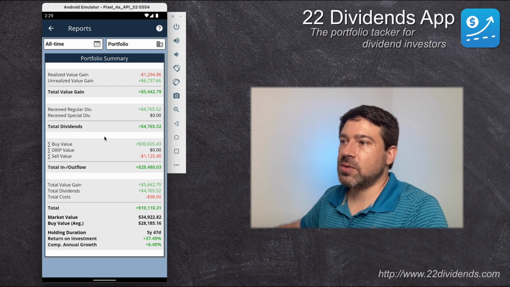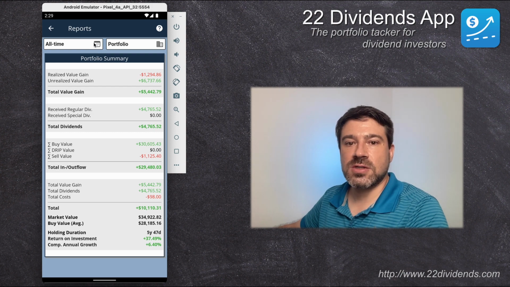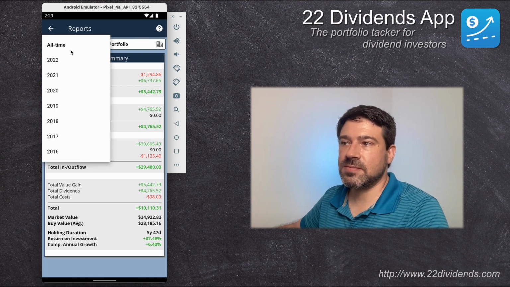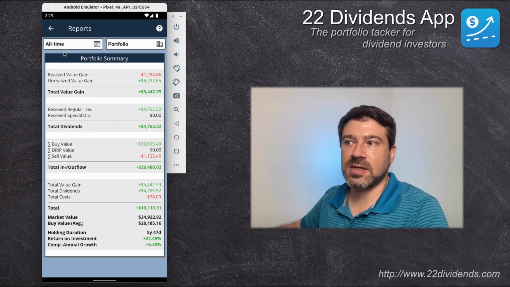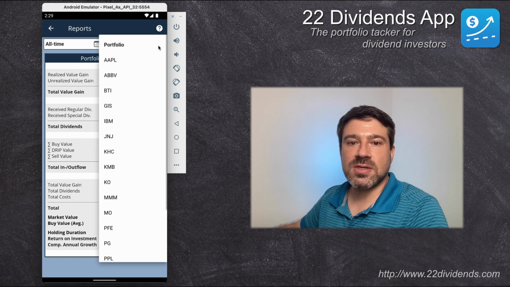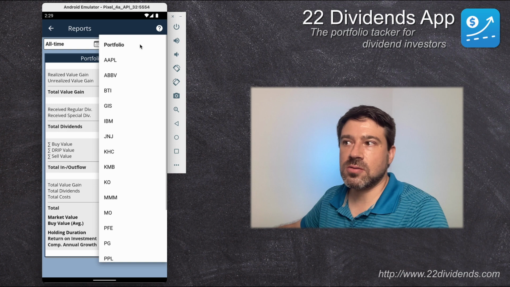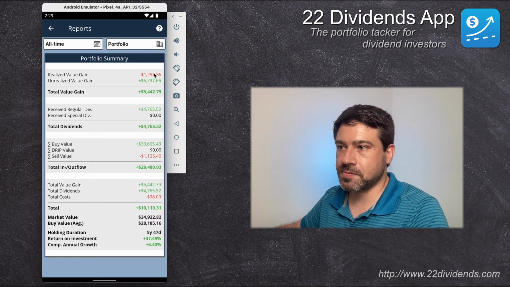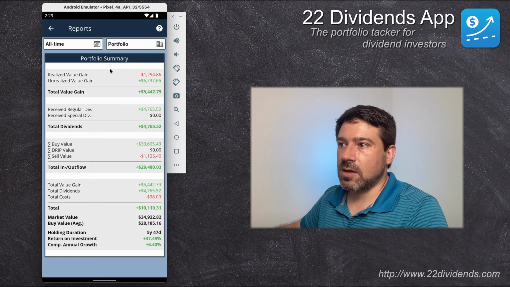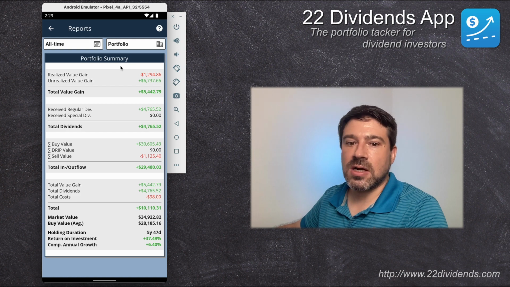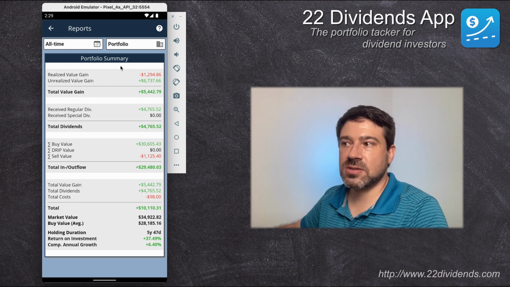For this purpose, this page has two filters. The first filter is the year filter, where you can select a certain year or the entire period. And the second one is the stock filter, where you can select an individual stock or the entire portfolio. The reports are structured into different sections.